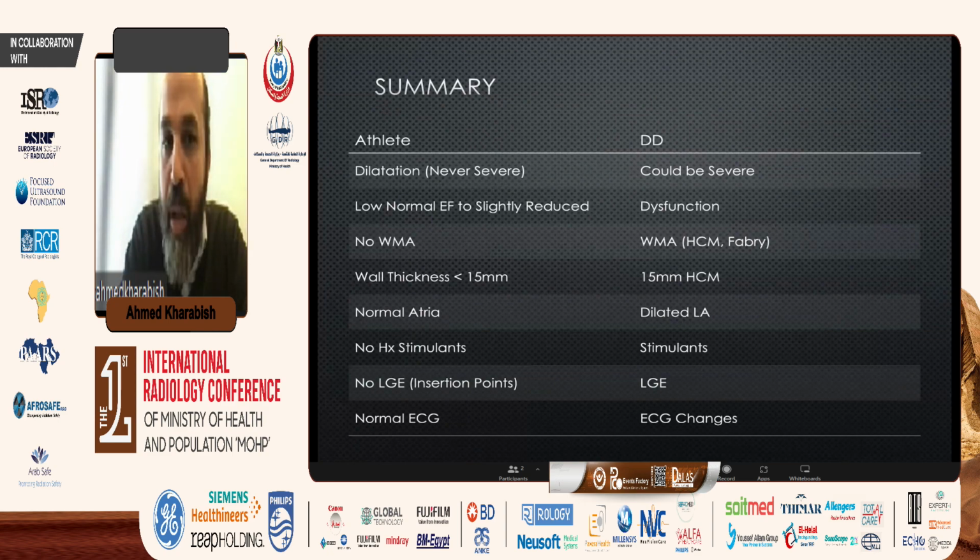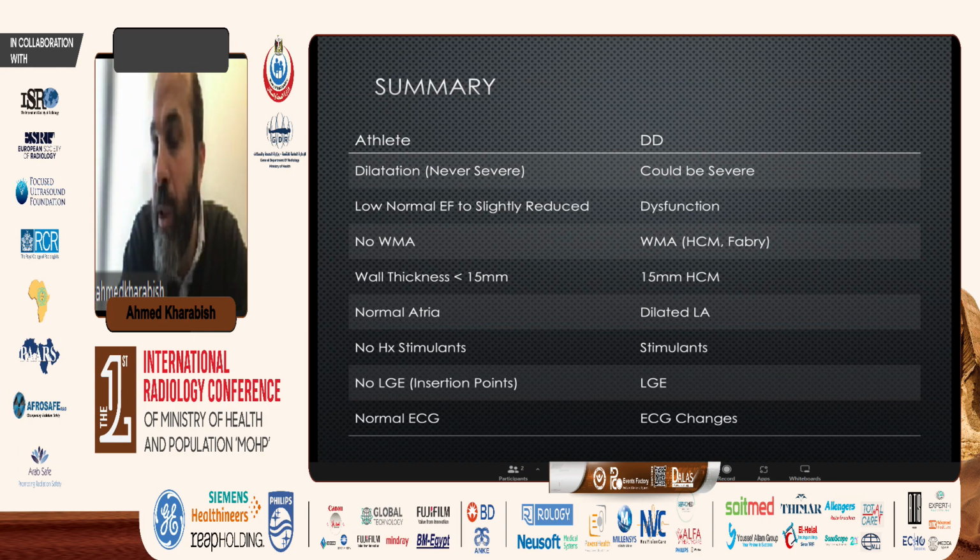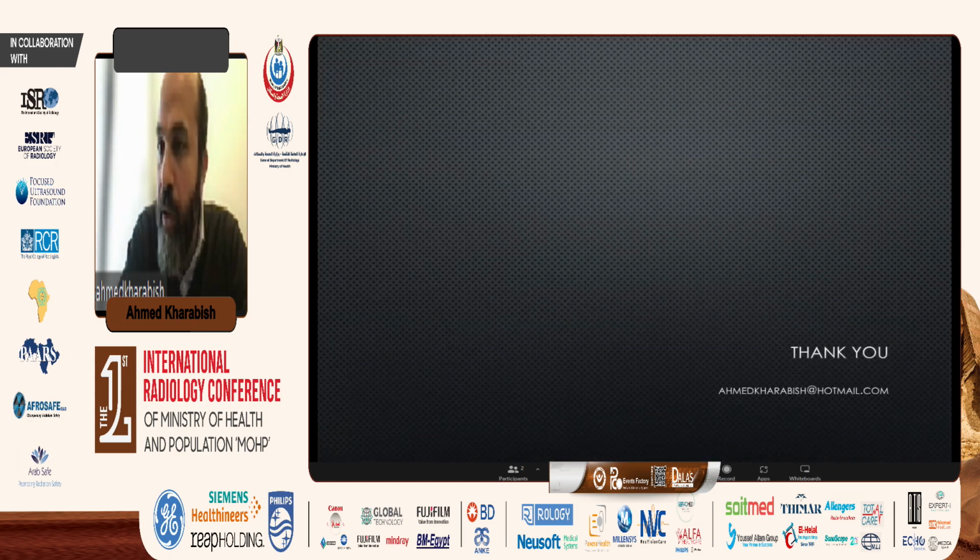So to summarize what we were describing during the presentation: in athlete's heart, mild to moderate dilatation is accepted in endurance sports, but never severe. Low normal or mildly reduced ejection fraction in both types of sports is accepted, but again not moderate to severe, with no wall motion abnormalities. Wall thickness is usually between 12 and 14. Above 15 to 16 is suspicious for HCM, and there are usually negative family histories of other cardiomyopathies. Thank you very much.